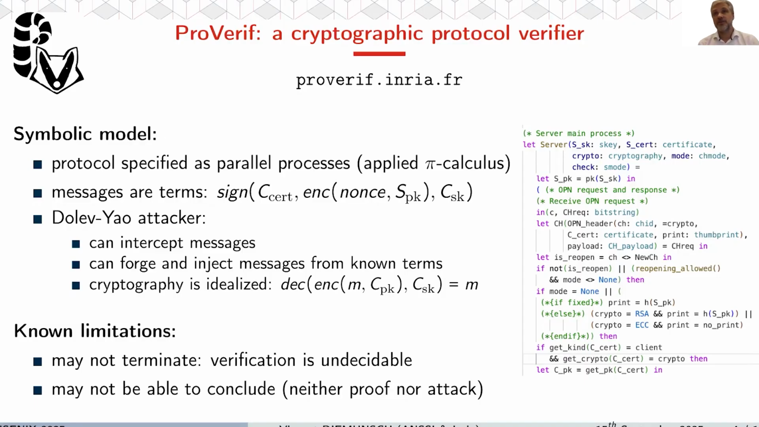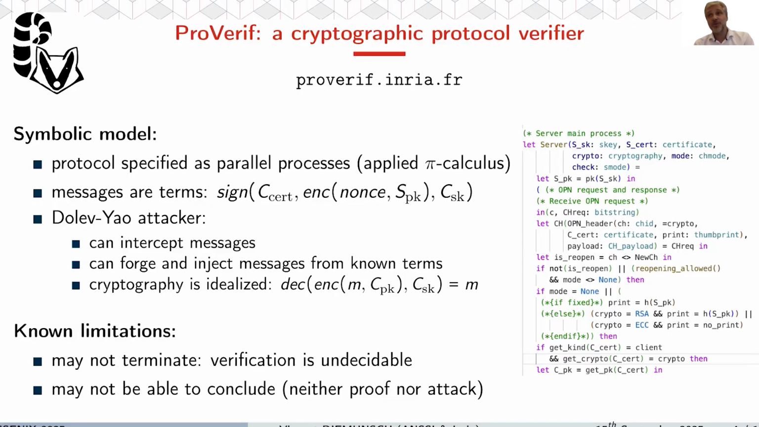The attacker follows the Dolev-Yao model. That means that it intercepts messages to analyze them and forges new messages based on terms it knows. However, the attacker cannot break expressions. The hash of a private key does not give access to the private key itself.